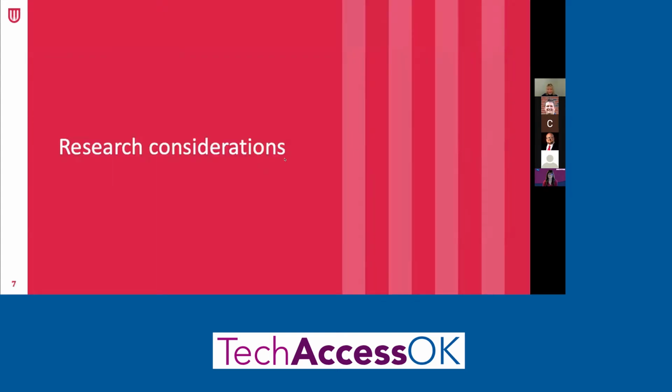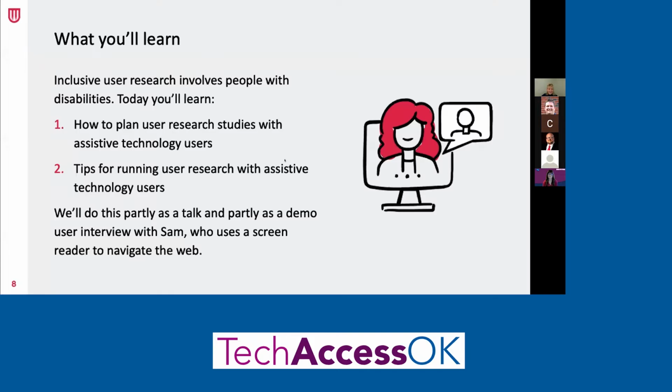Okay, so let's get into it on the research considerations. Inclusive research involves people with disabilities. We're going to talk about how you actually plan a research study and then tips for actually running that user research with assistive technology users. As I mentioned, we're going to be going through with Sam today. It's going to be less of a user interview and more him walking through how his AT works. We don't have a full hour, unfortunately, to run a user interview, although I wish we could.